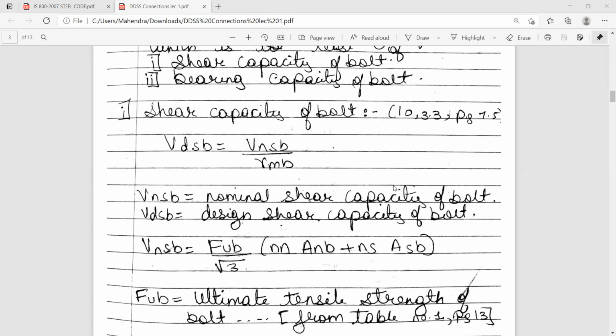Last 2 minutes are there. You can rejoin the lecture again, because we need to complete at least the design steps for today. At least we can complete the design steps. So you can rejoin the lecture again.